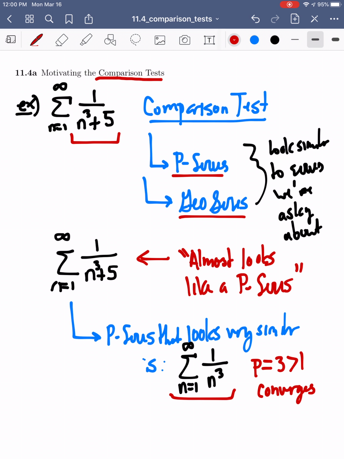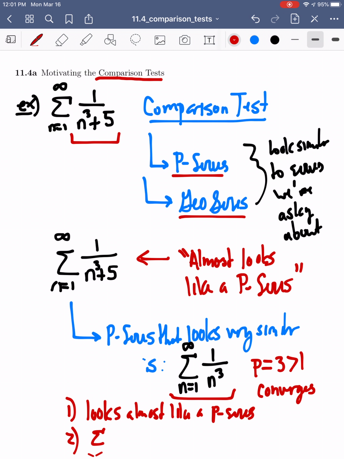So the two bits of information we have so far: number 1, our series looks almost like a p-series. The second is the p-series it looks like, the sum from n equals 1 to infinity of 1 over n cubed. We know that this converges. So these are the two bits of information we sort of have so far. And well, let's talk about why this is actually going to be useful.